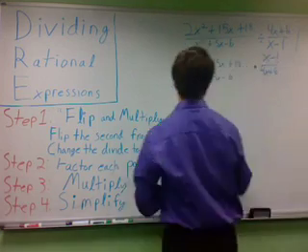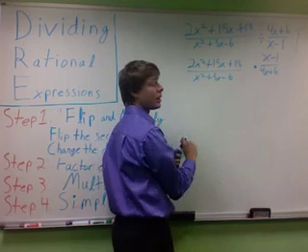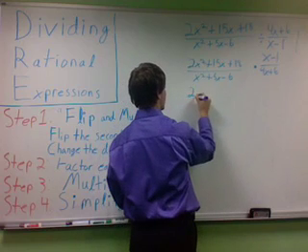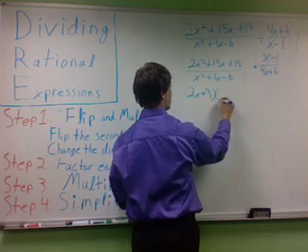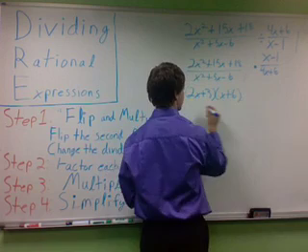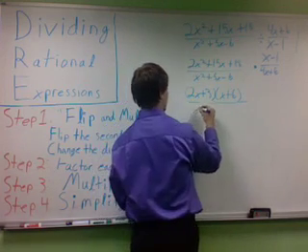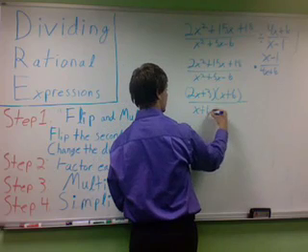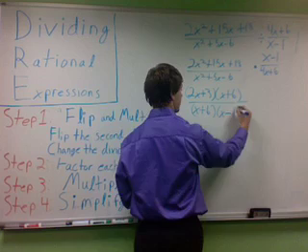So we'll factor our numerator of our first fraction. 2x squared plus 15x plus 18 can be factored to 2x plus 3 multiplied by x plus 6. Our denominator can be factored to x plus 6 times x minus 1.